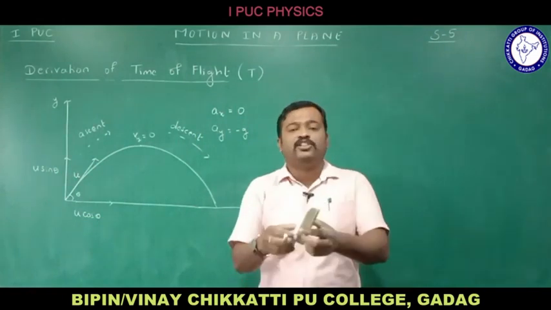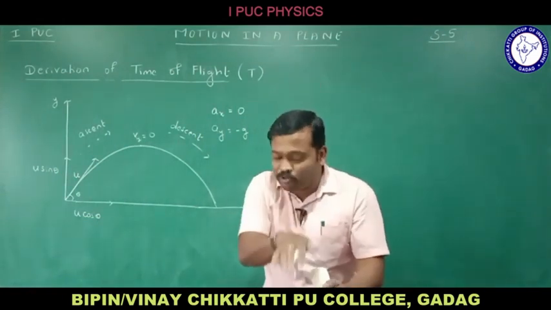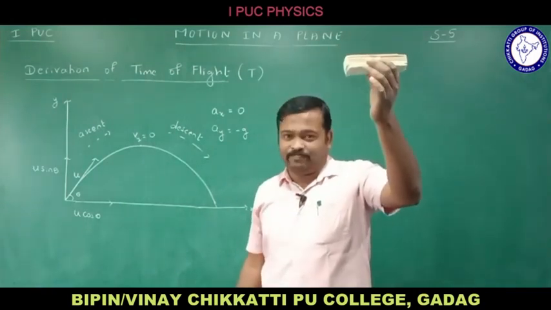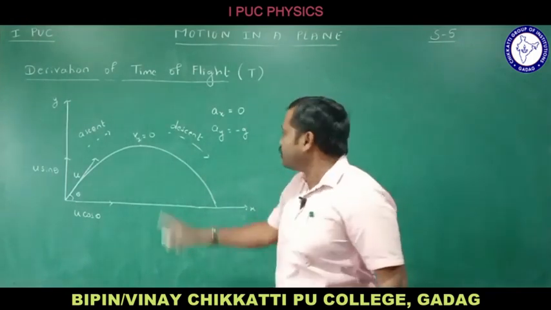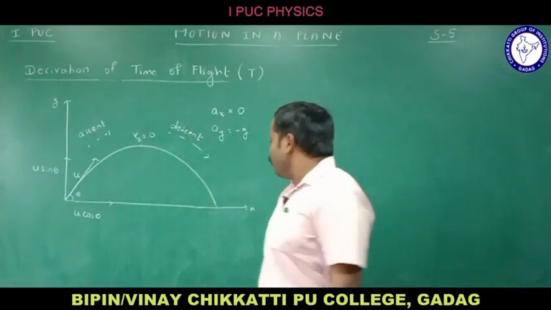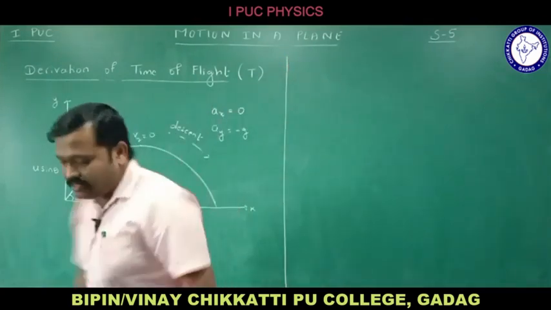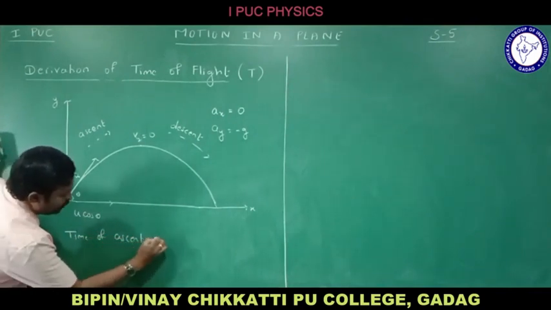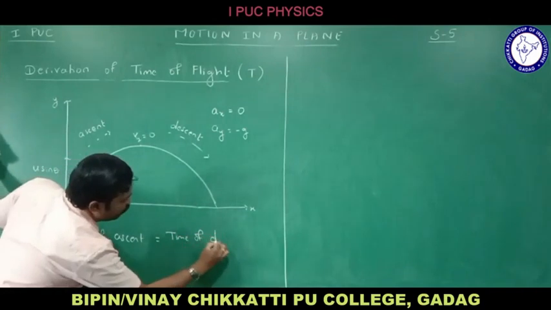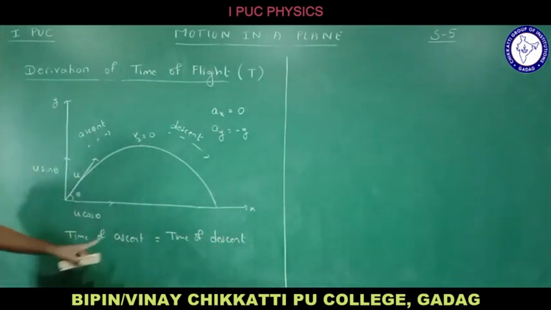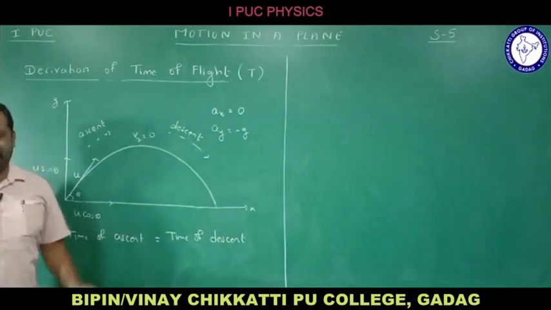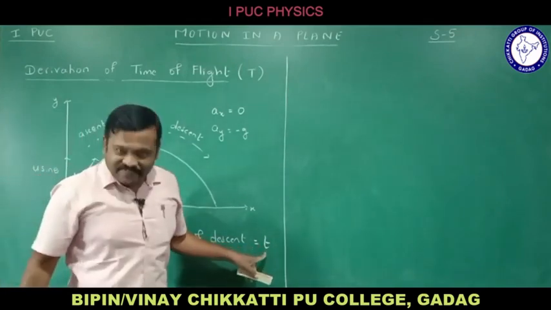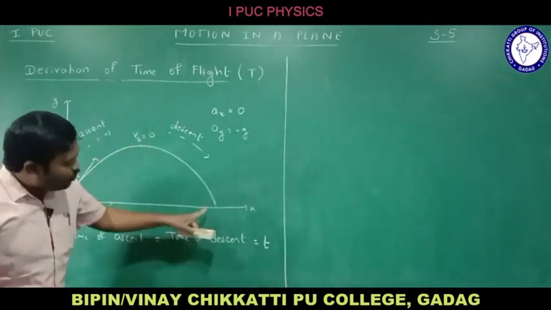Time taken by the body to go up will be equal to the time taken by the body to come down. The time taken to go up is called time of ascent, and the time taken to come down is called time of descent. I will write here: time of ascent is equal to time of descent. Let me take the time taken by the body to go up as small t. So if it takes t to go up, again it takes t to come down.